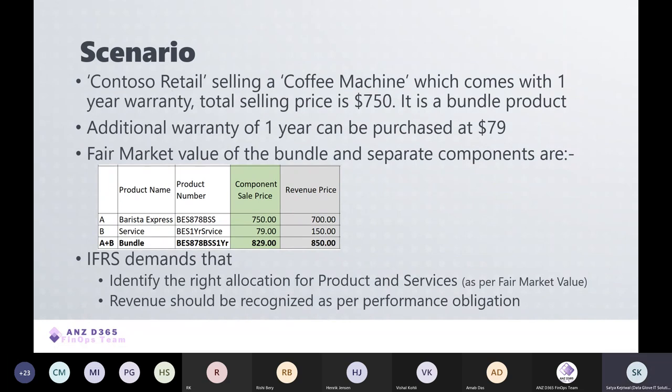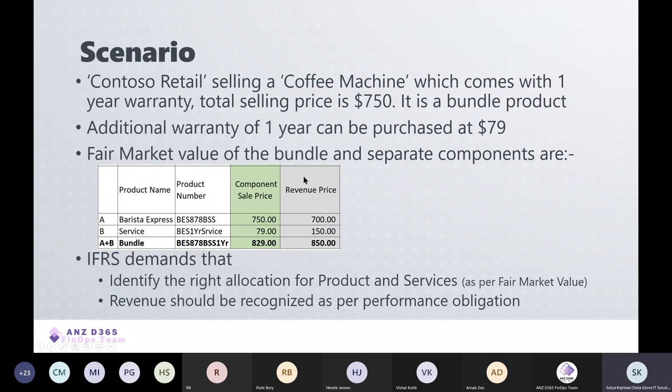So this is our scenario for today, which we'll see in the system. Contoso Retail selling a coffee machine. And guys, if you have any question, feel free to ask me even now during the session, or you can ask later as well. Contoso Retail selling a coffee machine. The price is $750, and this comes with a 1 year warranty. So it's a bundle product. We charge this much to the customer. Additional warranty for 1 year can be purchased at $79. So that's the example. If your customer buys this product with this warranty, we will charge $829. So we need to create a bundle for this product with this service.